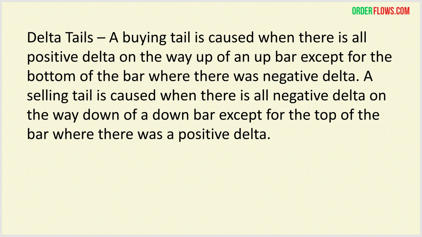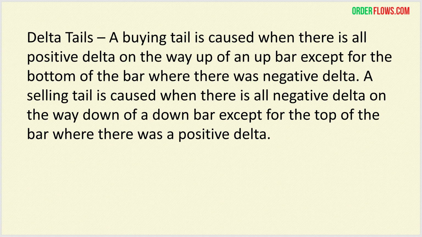So let's start by looking at buys. A buying tail occurs when there's all positive delta on the way up of a bar, except for the bottom of the bar where there was negative selling. So maybe early in the bar exhibited more negative selling. Then the market snapped back and rallied, all positive buying on the way back up.